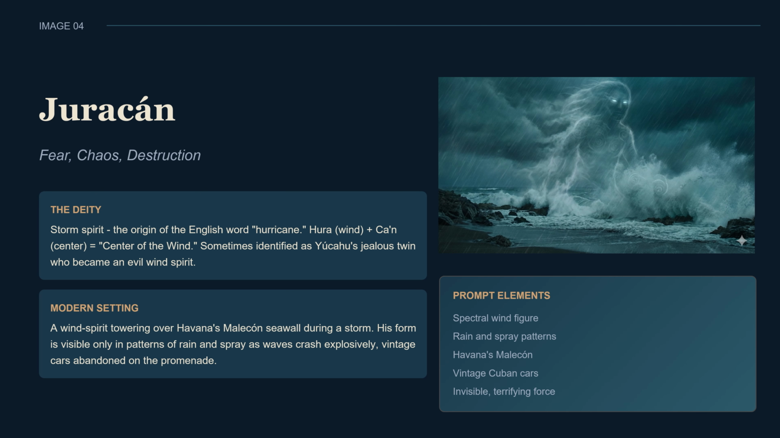Then we have Huracan. Yes, this is where the word hurricane comes from. He represents fear and chaos. I placed him over Havana's seawall. His form is visible only in the patterns of rain and crashing waves.